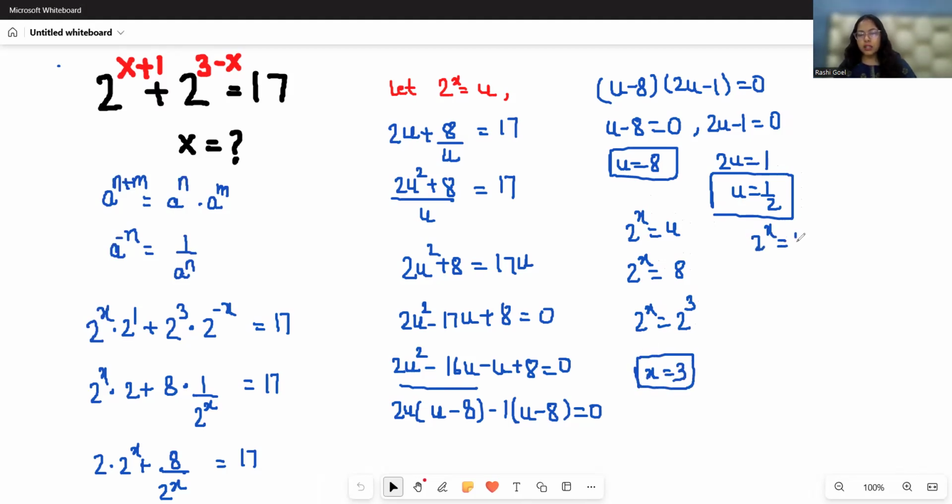Now 2 power x equals u, so 2 power x equals 1 by 2. So 2 power x equals, we can write it as 2 power minus 1. If we compare both sides, the value of x is negative 1. So what are the two values of x? 3 and negative 1. I hope it's clear and you find it useful.